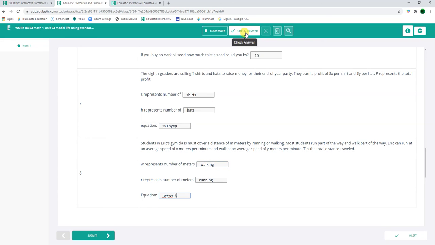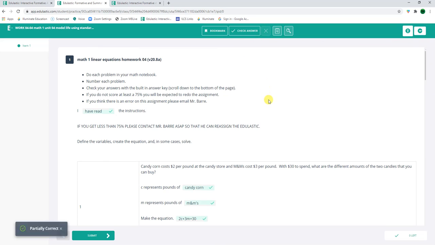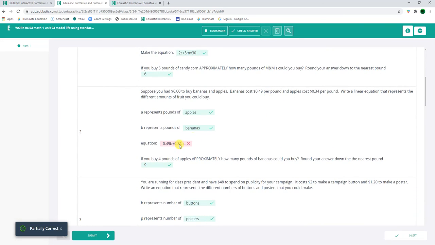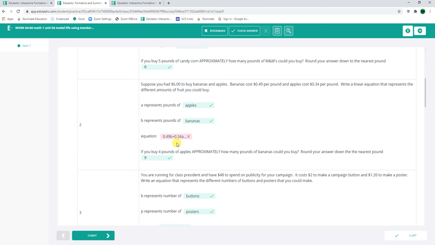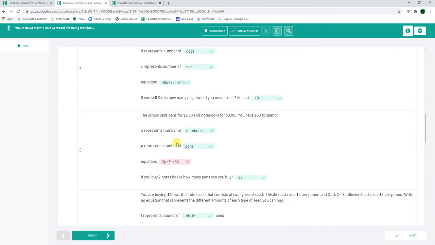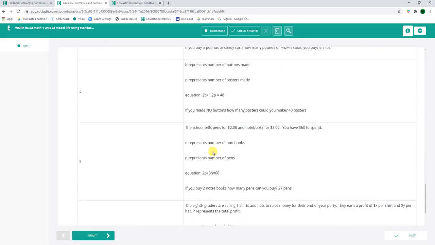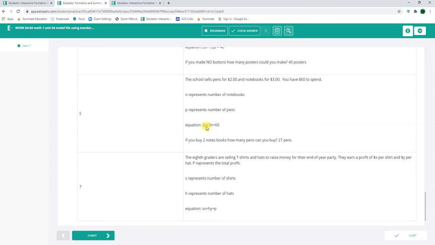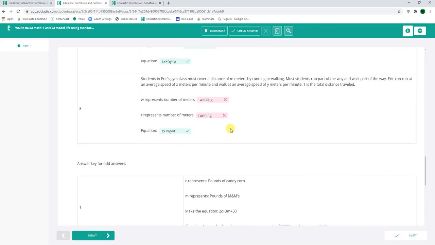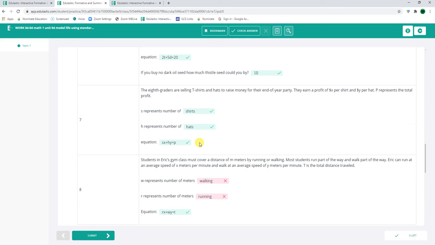All right, let's check our answers, see how we did. This one, I don't know how to make it right, but I'd only have to get a 75%, so I'm happy with that. 3 pens plus 2 notebooks equals 60. What do I have down here? 2 pens plus 3 notebooks equals 60. Okay, so I need to switch that one around.